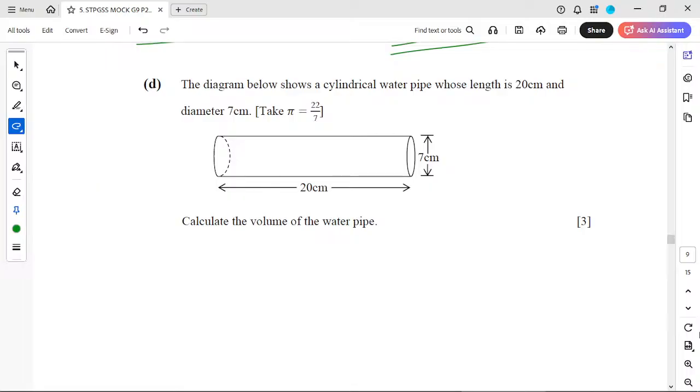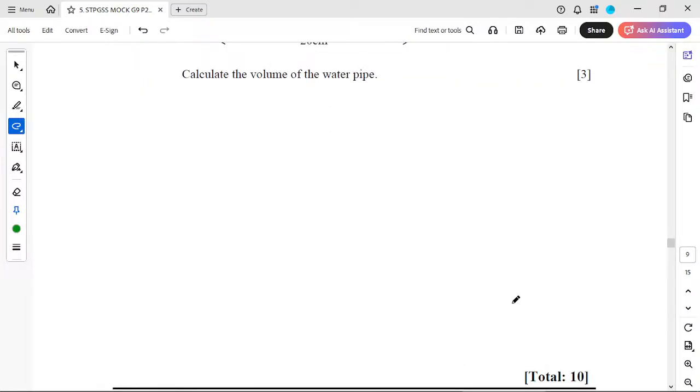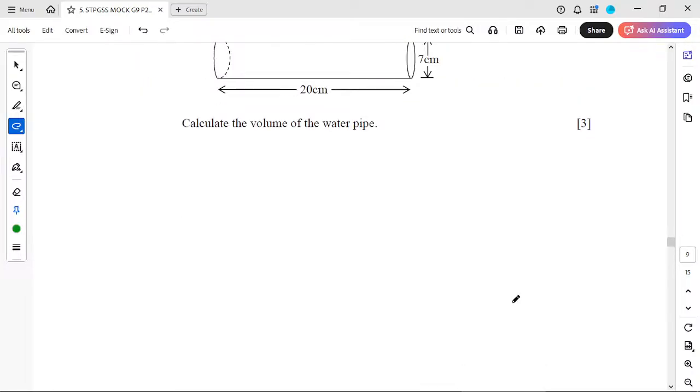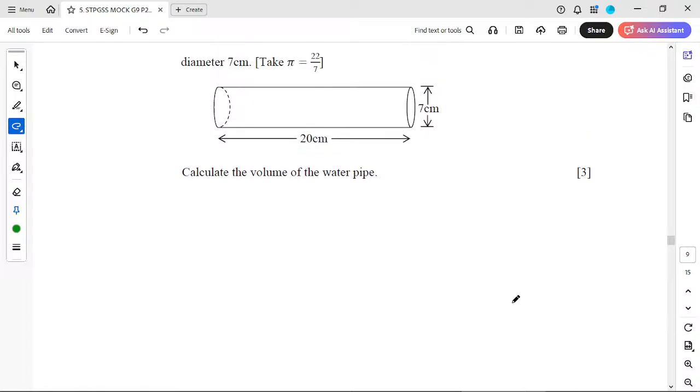Now the actual question is: calculate the volume of the water pipe. First of all, we need to come up with a formula for volume. When calculating the volume of a cylinder, we use the formula volume is equal to pi times radius squared times h. This is the formula for the volume of a cylinder. Then we say equal to, and then we say what is pi?